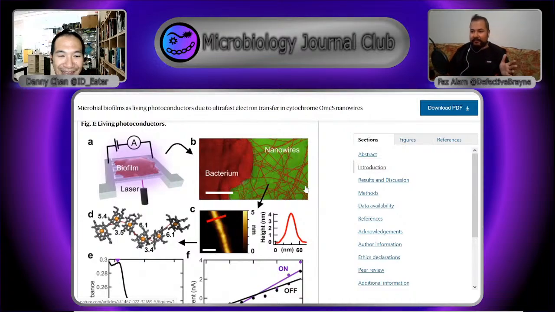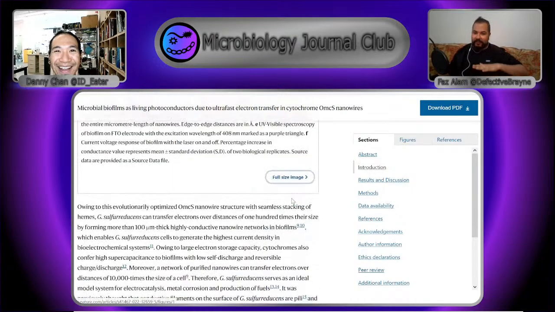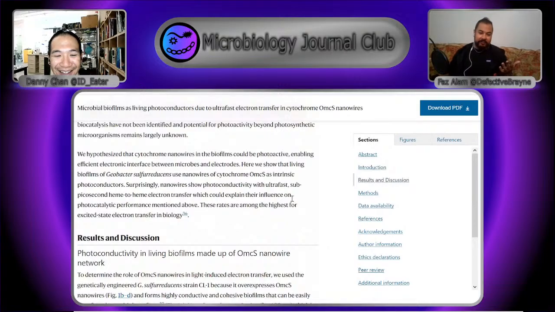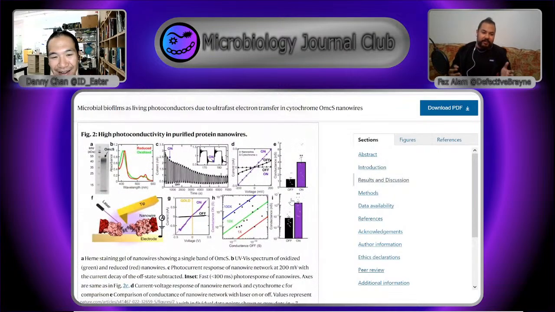Always fun to have lasers playing on things. Then they look at the effect of adding light on how well these nanowires conduct electricity. This paper is about this mechanism. It's trying to give us the physical description of what's going on with the electrons when the lasers are irradiated on it.